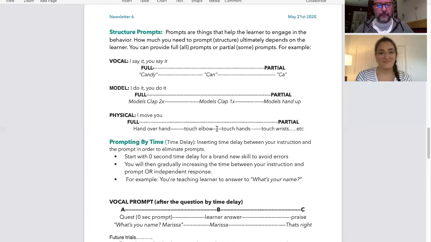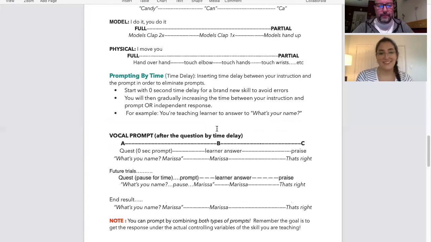Okay, last one is prompting by time. And all this basically means is that between your direction and the prompt you provide, you want to insert a time there. I didn't explain that really well, so let me give you an example. Let's say we are trying to teach Marissa her name. What would be the ultimate goal? I might say, hey, what's your name? She should say, Marissa, and I say, oh, hi, Marissa.